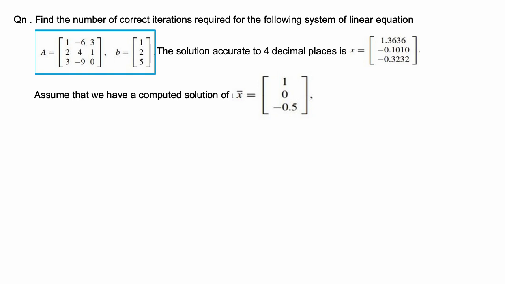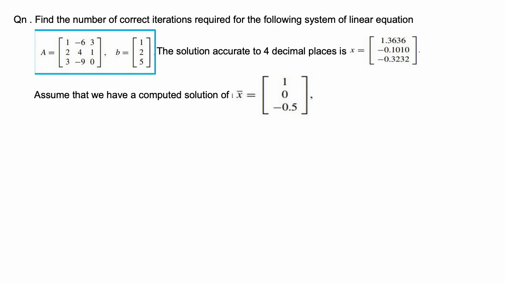So from this solution you need to reach this solution, and you need to identify the number of iterations required from this to this. Okay, so that is what your question is. Let's see how it is being done. So please identify the question properly. This is the coefficient matrix and this is the constant part, and this is the value for x, and this is the accurate, the correct answer.